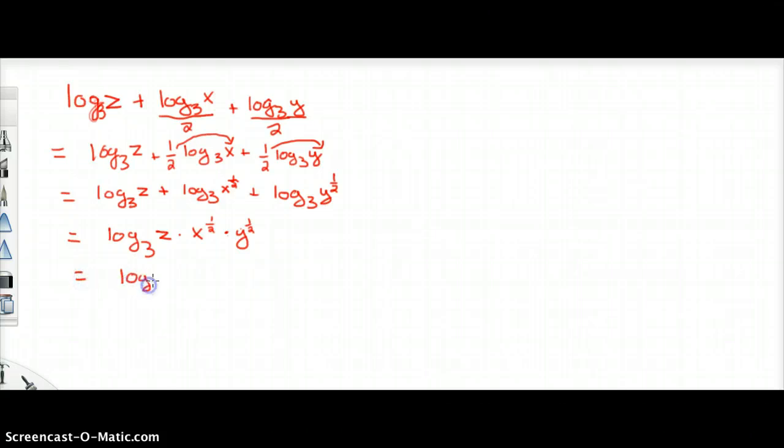We can rewrite this as the log base 3 of z times x times y all to the 1/2. And remember, an alternate way you might see this answer written is you might see the log base 3 of z, and instead of x times y to the 1/2 power, you could see this written as the square root of x times y. So that's a quick summary of skill number 28, expanding and condensing logarithms.